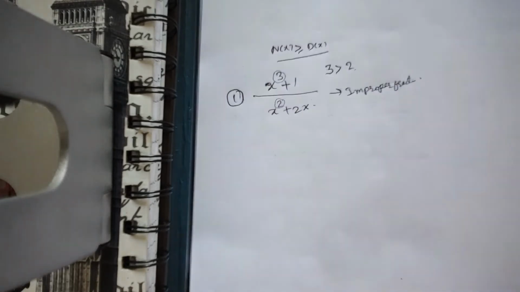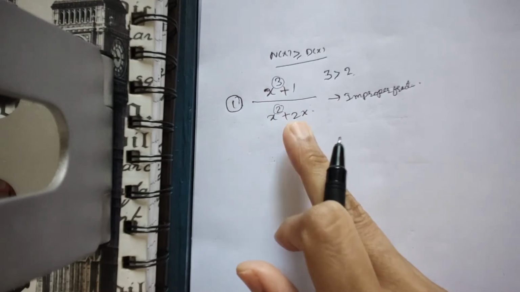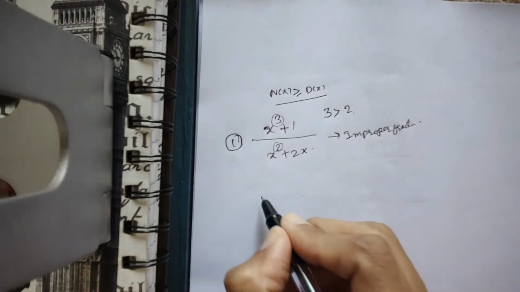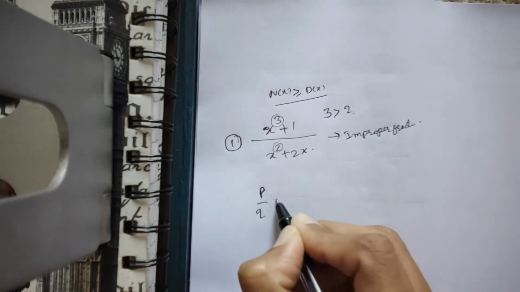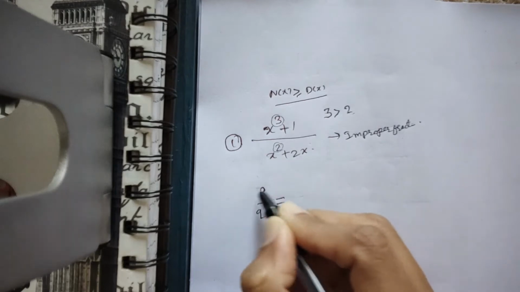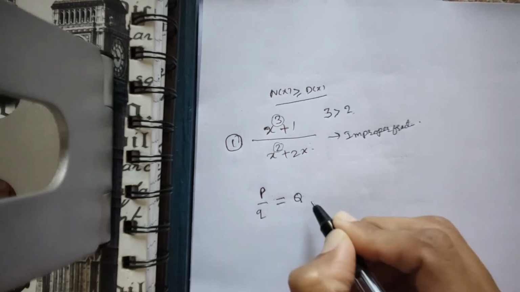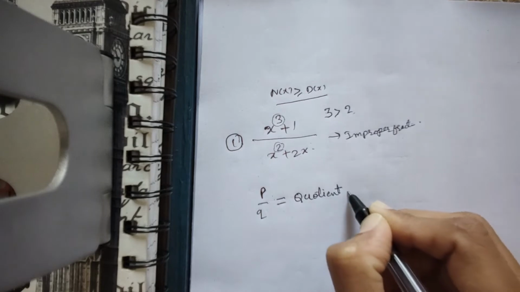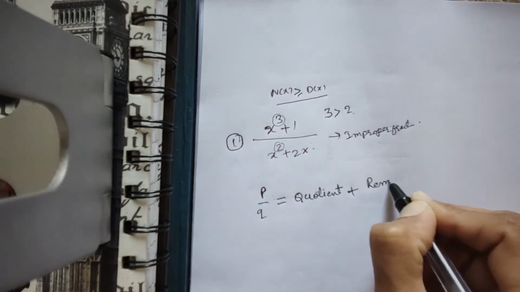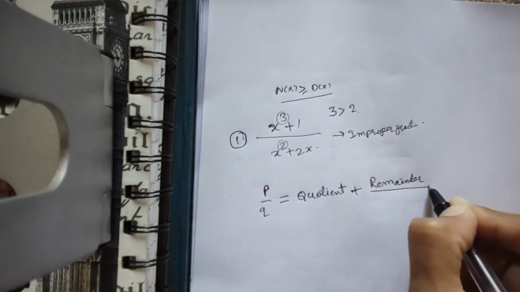Now we know that whenever we have a fraction and we actually divide it, suppose I have a number or a fraction p upon q. By actual division, I can write it as quotient plus remainder upon divisor.